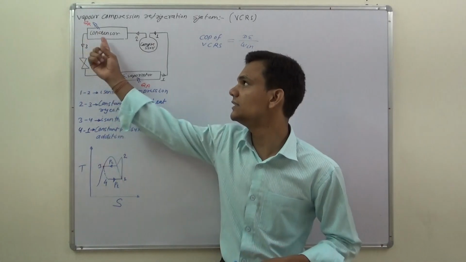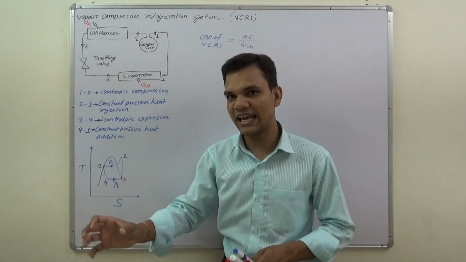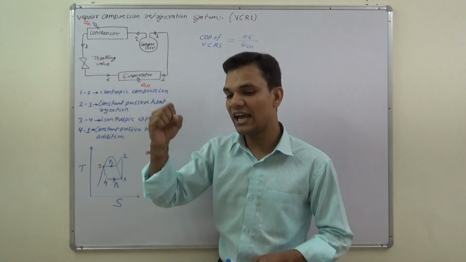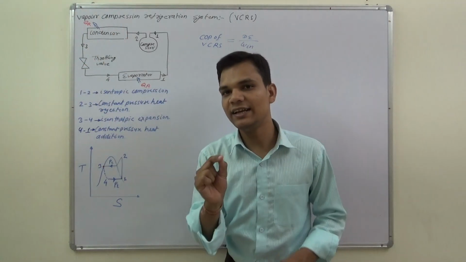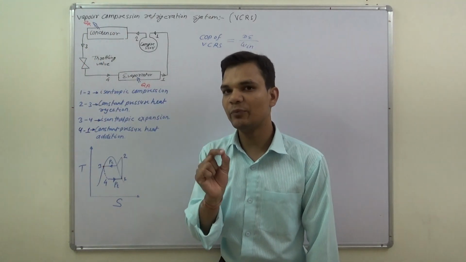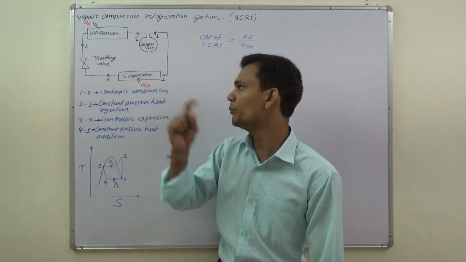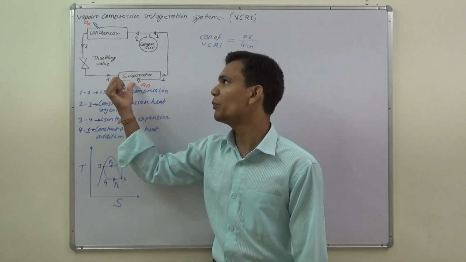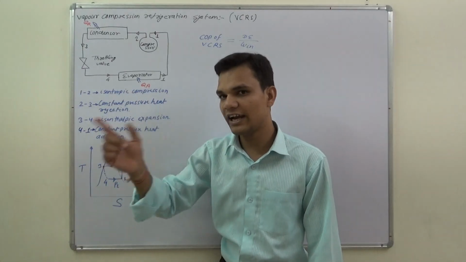Next is the condenser. The condenser is used to reject the heat which is absorbed in the evaporator to the environment or to the atmosphere. Means the condenser is a type of heat exchanger which is used to exchange heat of the working fluid, from which we get heat in the evaporator, and in the condenser we reject heat to the atmosphere.